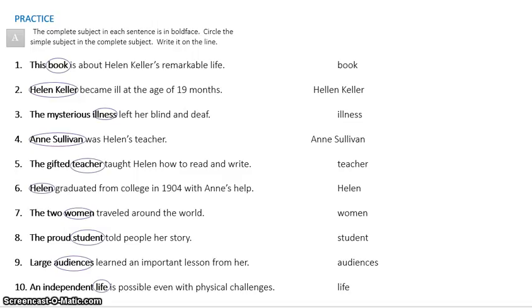You have to ask yourself, what or whom is this sentence about? Whenever you figure out what the answer to that is, you have just found your simple subject.